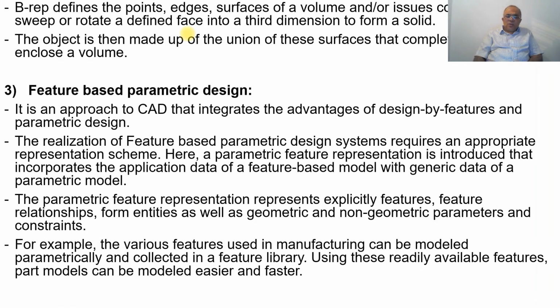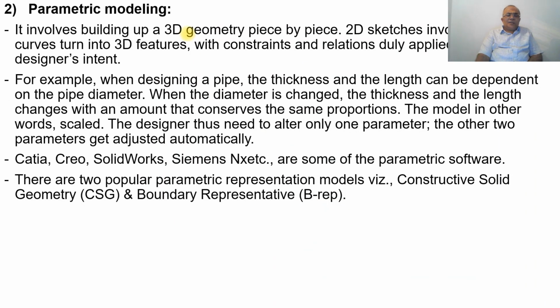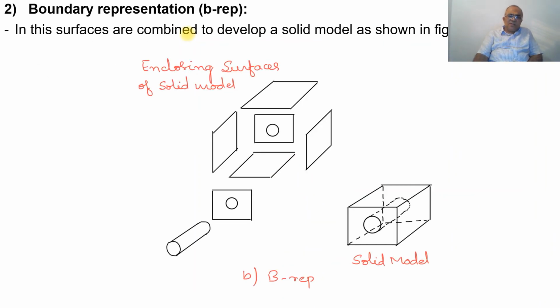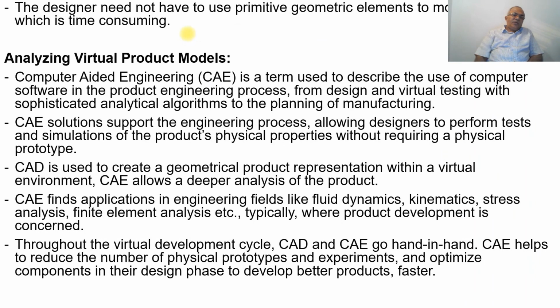So in feature parametric modeling, we go for constructive solid geometry, then the boundary representation, and then feature-based parametric design. In our next video, we will discuss analyzing virtual product models.